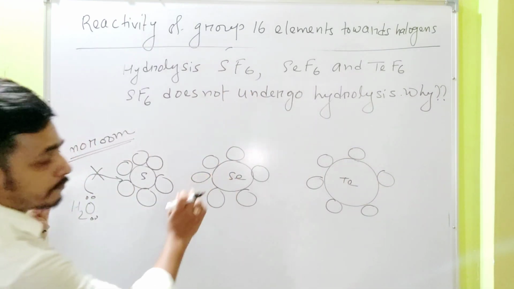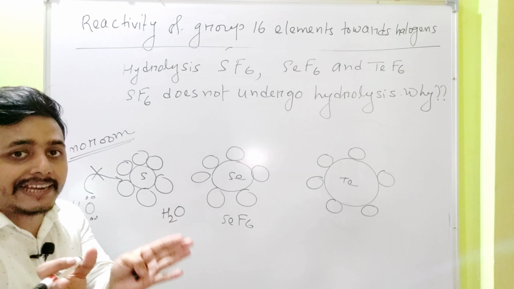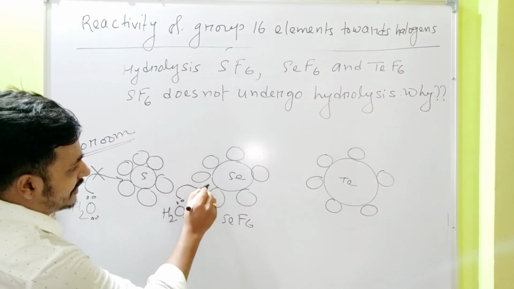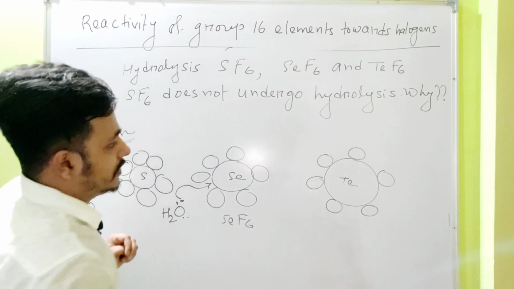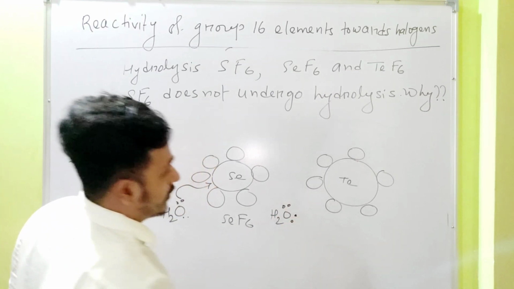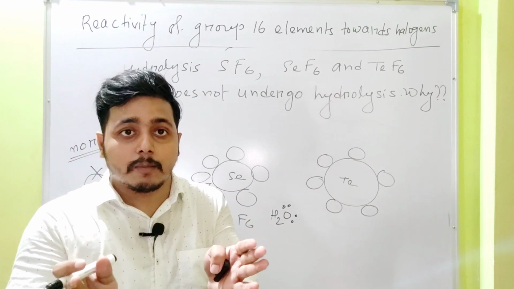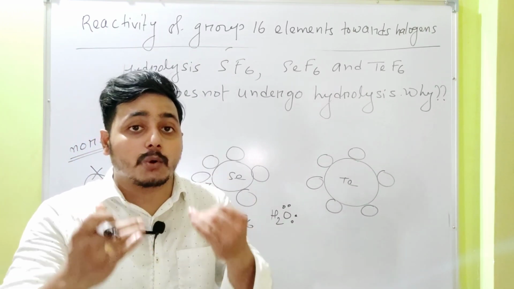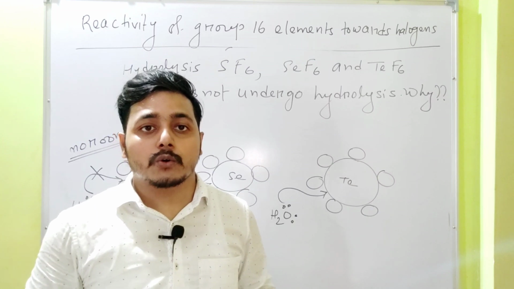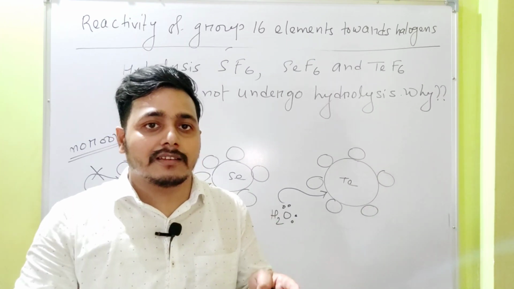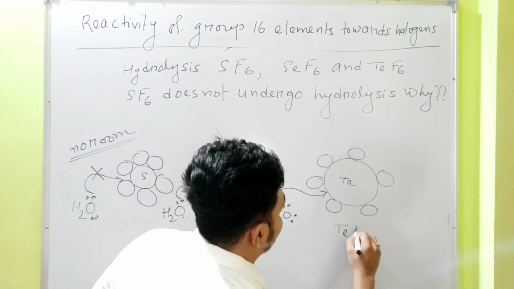But in case of selenium hexafluoride, the oxygen atom finds some room to attack the selenium, so it can attack selenium easily compared to sulfur hexafluoride. But in case of tellurium hexafluoride, the oxygen atom finds more room, more space to attack the tellurium atom. So which molecule is supposed to be more reactive towards hydrolysis? It is tellurium hexafluoride.